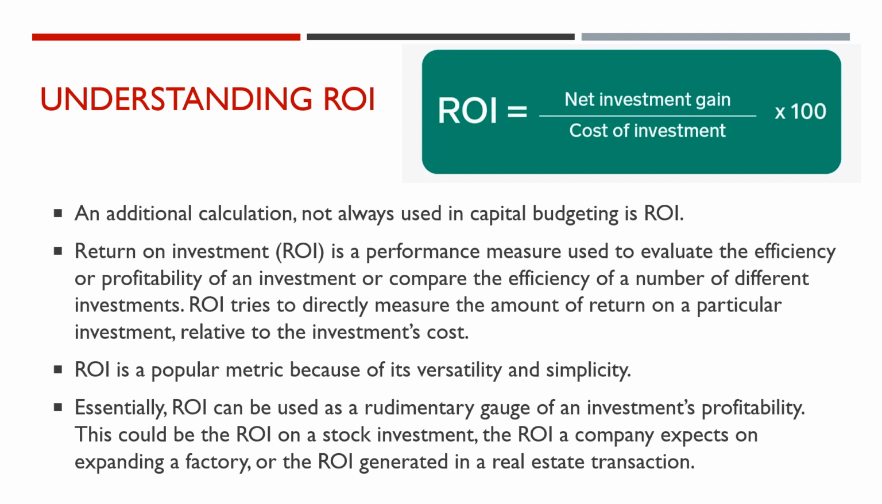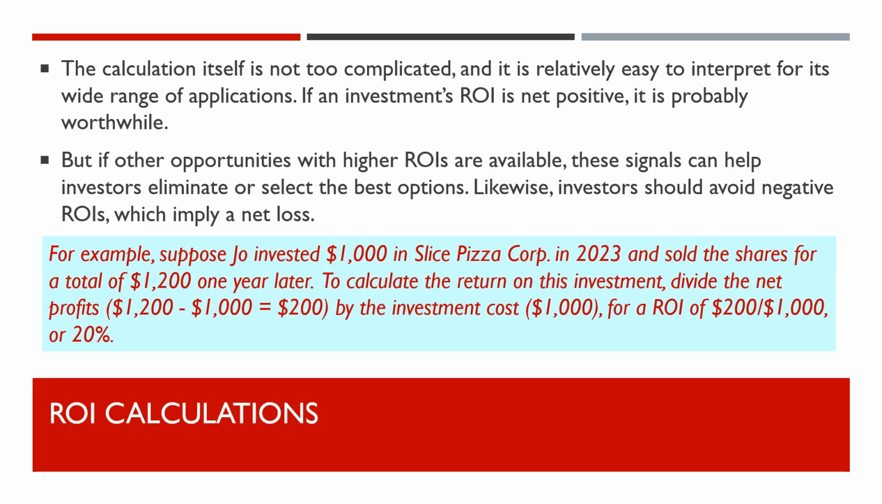This could be the ROI on a stock investment, the ROI a company expects on expanding a factory, or the ROI generated in a real estate transaction. The calculation itself is not too complicated, and it is relatively easy to interpret for its wide range of applications. If an investment's ROI is net positive, it is probably worthwhile. But if other opportunities with higher ROIs are available, these signals can help investors eliminate or select the best options. Likewise, investors should avoid negative ROIs, which imply a net loss.